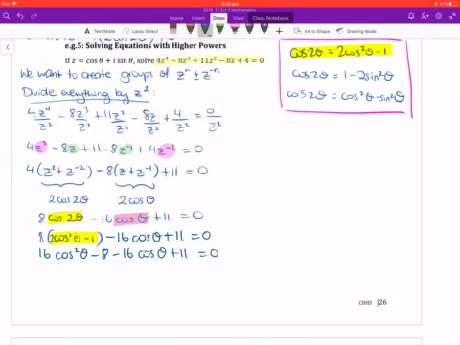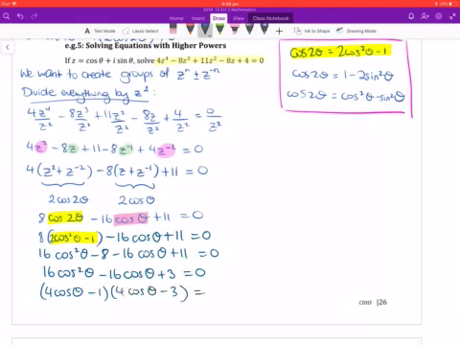And collect the numbers together. So I think we should get, because you get minus 8 plus 11, 16 cos squared theta minus 16 cos theta plus 3 equals 0. Now you can factorize however way you want, but I see the cross method here being fairly easy to use. So we'll have 4 cos theta minus 1 and 4 cos theta minus 3, because that's going to multiply to give me 3 and add to give me minus 16 cos theta.